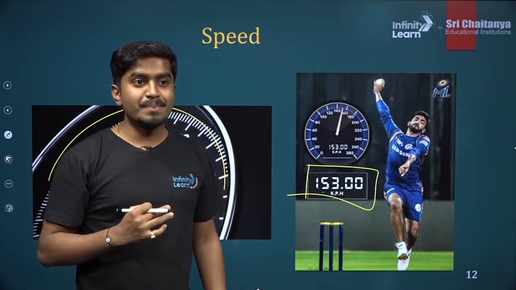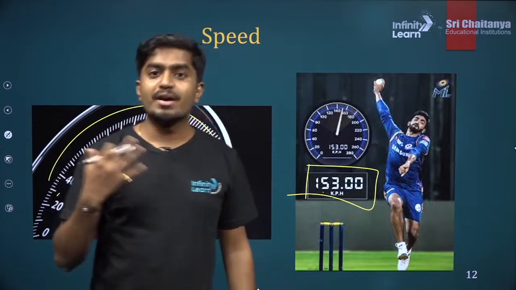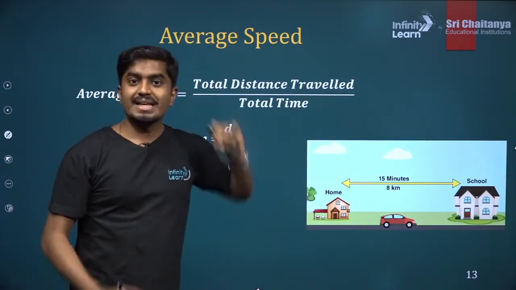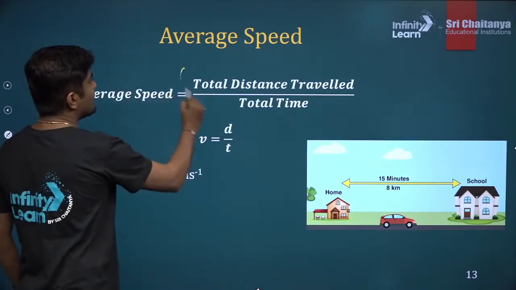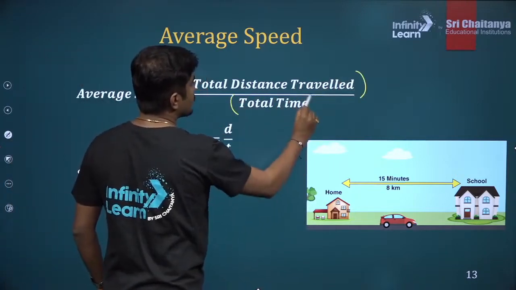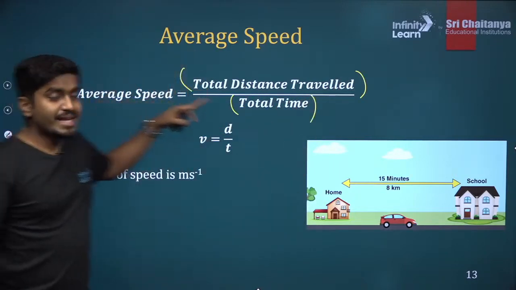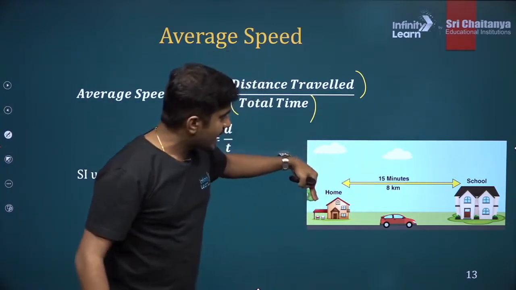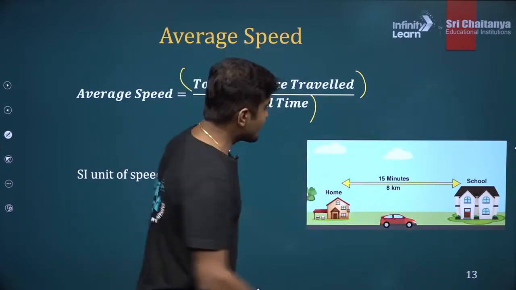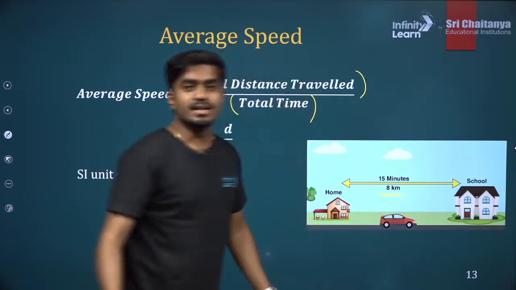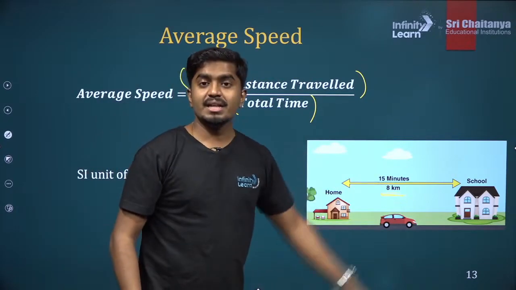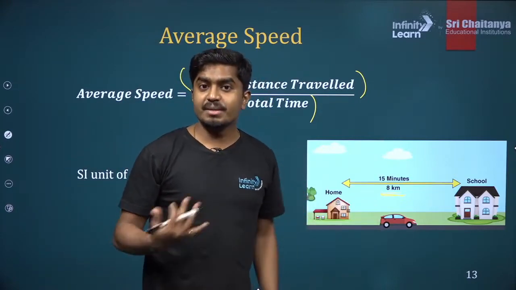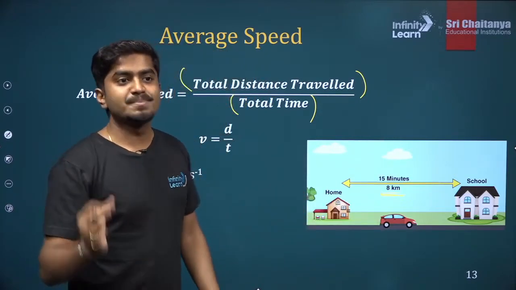So what is exactly the speed? I hope all of you would have learned it earlier, but let's understand it again. Average speed is nothing but the total distance traveled divided by total time. So whenever the object is moving, let's suppose there is your house, there is your school. You started your journey from your house to school. What is the total distance? 8 kilometers. And how much time is taken? 15 minutes. Right? The time taken is 15 minutes. So can you tell me what is the average speed?